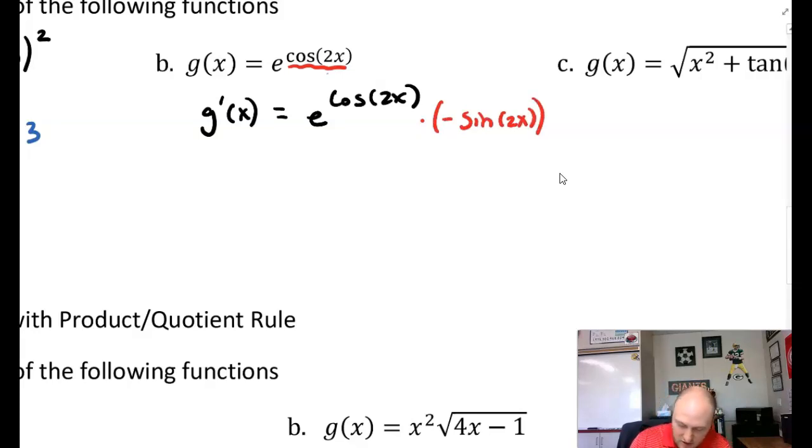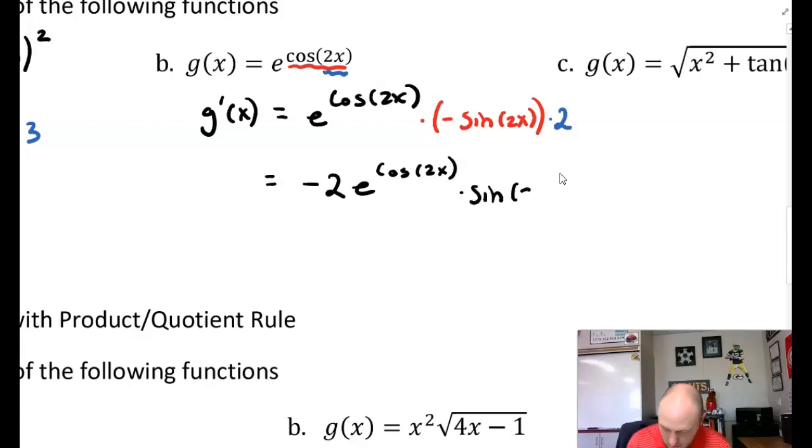And then I have to take the derivative of the inside of the trig function, which is 2. Okay, and then putting this all together, it looks like we have a negative 2 e to the power of cosine of 2x times sine of 2x. And I just shuffled terms. Nothing too major there, right? Multiplied the 2 with the negative.